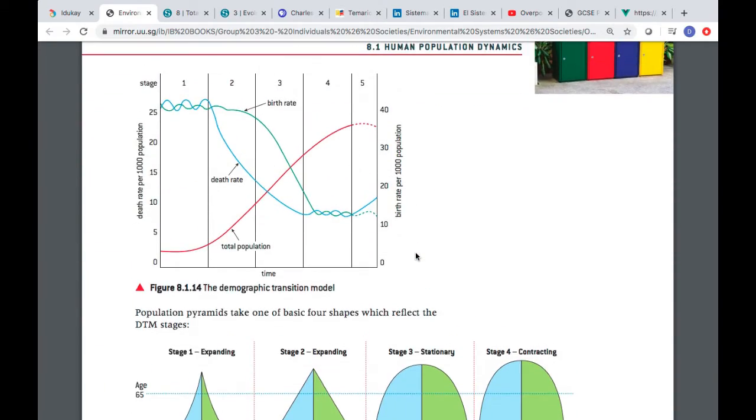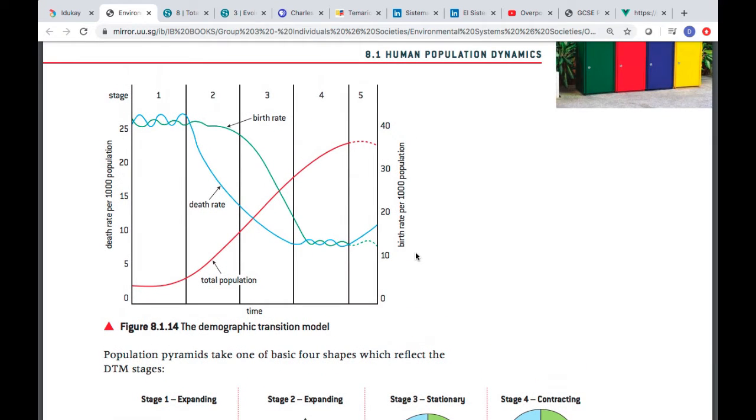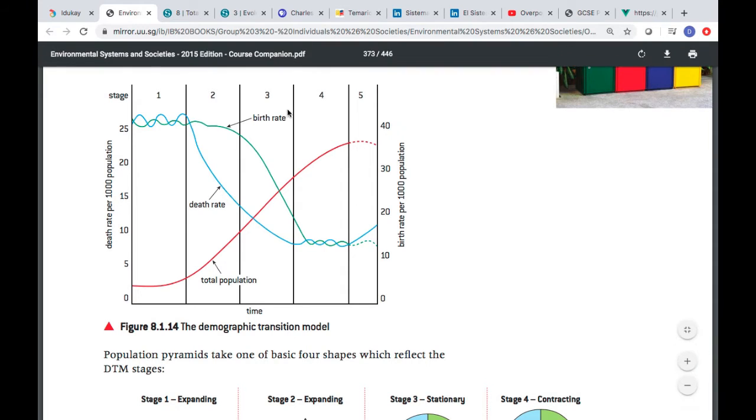This is the demographic transition model. In the previous videos, you already saw this. Okay, so what is a demographic transition model? In a demographic transition model, we can see the birth rate, the death rate, and the total population of this planet, because this is a world model. In some cases, when we have a population that is stable, it is because we have the same rates of death and birth, as you can see here.